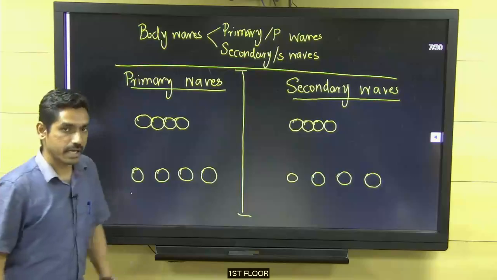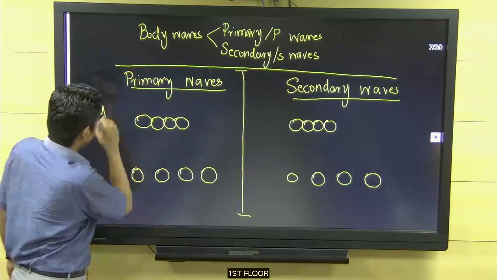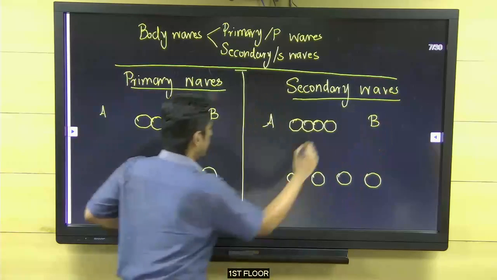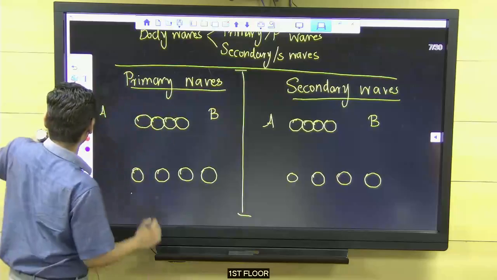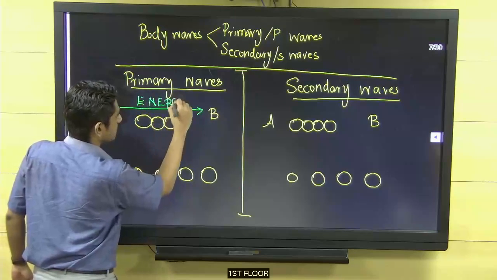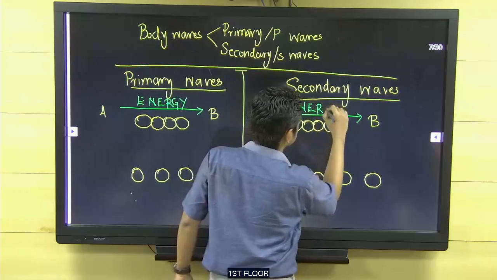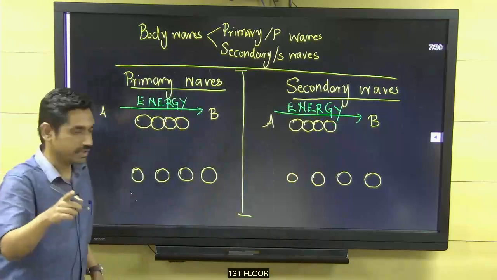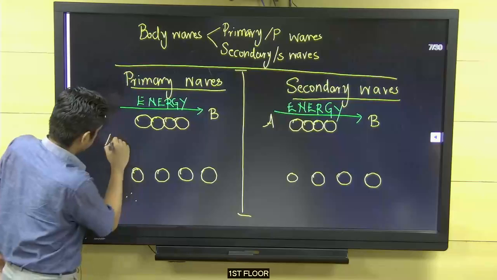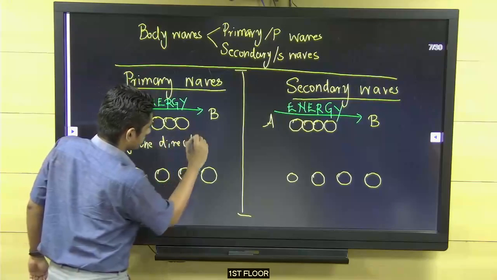Take your primary wave. When it tries to transfer energy, let's say there is point A and there is point B. I'm trying to transfer energy from point A to point B. This is my direction of energy flow. Now, when I transfer energy, P waves make the particles vibrate along the direction of propagation.